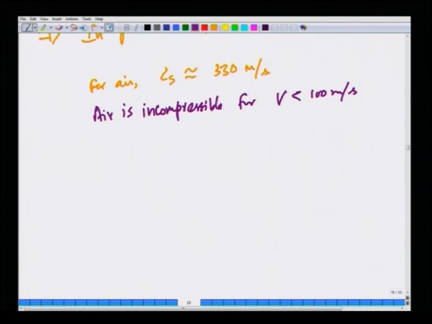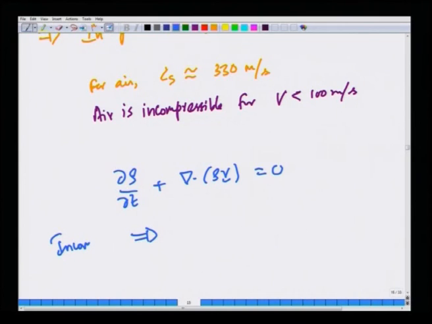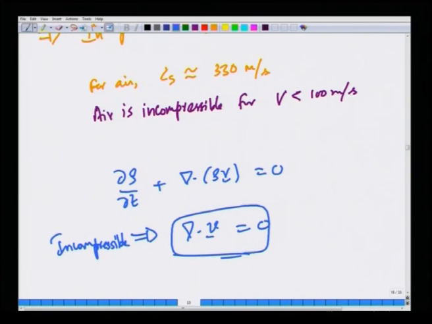Okay. Now, what is the importance of this continuity equation? So, we have this continuity equation, which for an incompressible fluid, this is general for an incompressible fluid, means del dot V is 0. What is the importance of this equation? This is always valid.